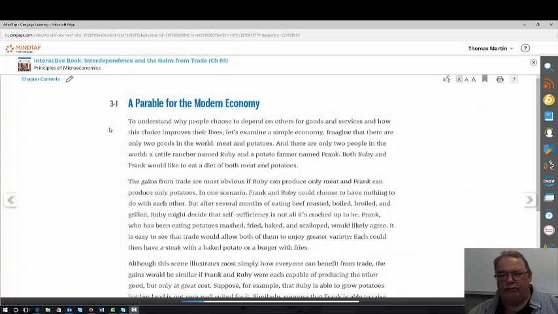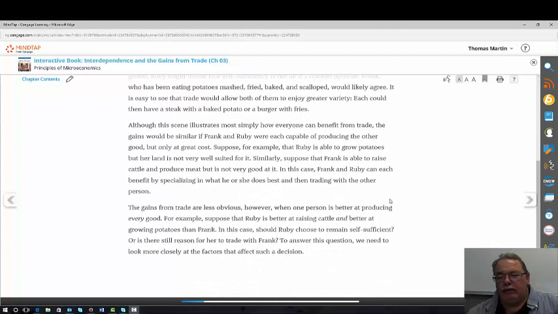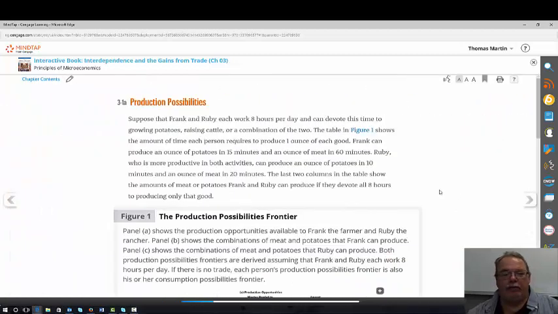What they're looking at are two firms. You got one firm that's run by Ruby the rancher, excuse me, and Frank the farmer. The parable goes through what they are capable of doing.